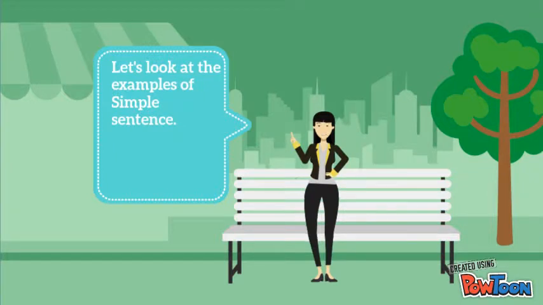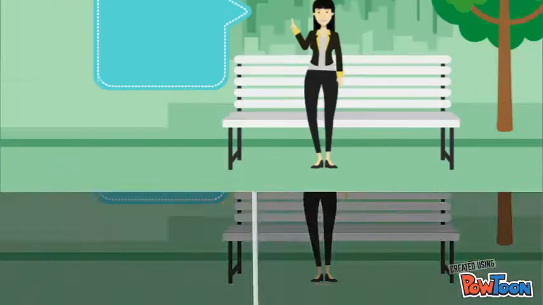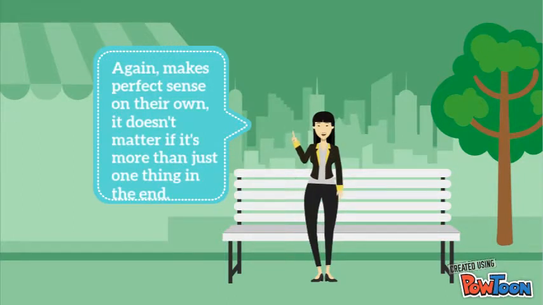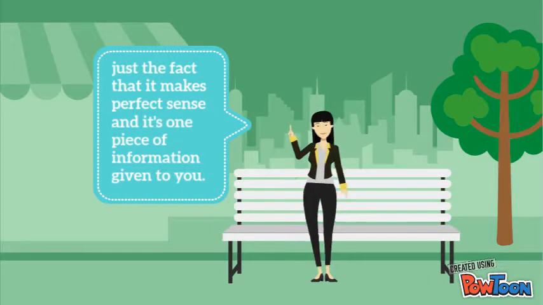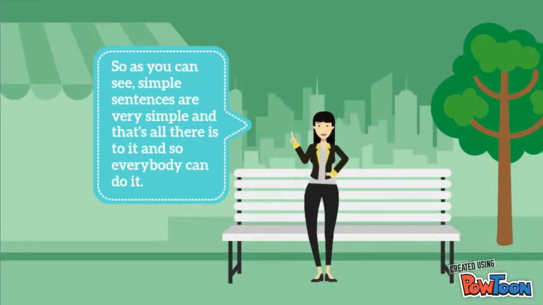Now let's look at the example of a simple sentence. She changed the light bulb. Full stop. Capital letter. Makes perfect sense on its own. Now let's go to the second example. She didn't like fixing things. Again, makes perfect sense on its own. It doesn't matter if it's more than one thing in the end, just the fact that it makes perfect sense and is one piece of information being given to you. So, as you can see, simple sentences really are very, very simple, and that's all there is to it.